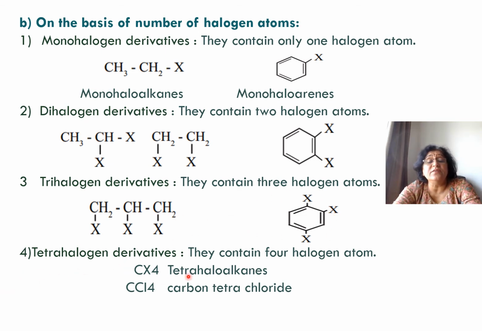So three halogen atoms are present in the haloalkane or haloarene. Then tetrahalogen derivatives, they contain four halogen atoms. For example, it is tetrahaloalkane and the example is carbon tetrachloride. So here you see four hydrogens are replaced by four halogen atoms.